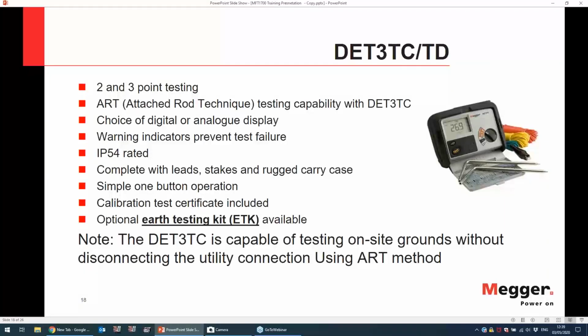The TC version allows you to connect an additional clamp to your electrode and be able to measure your electrode without removing it from the building, as in the normal way you are required to remove the wire from your building to the electrode and do the measurement on the electrode by itself, without being connected to the live circuit. With the TC version you can use something called the ART method, or attach rod technique method, without disconnecting the protective earthing conductor from your electrode.